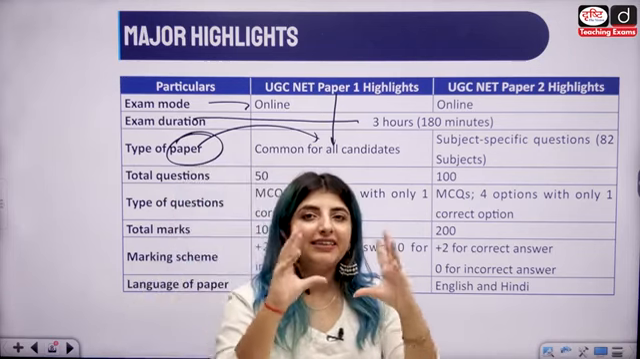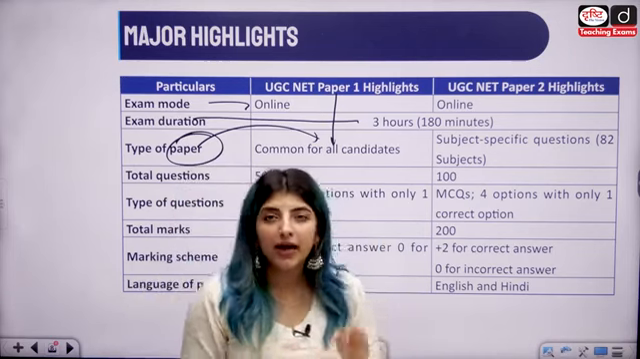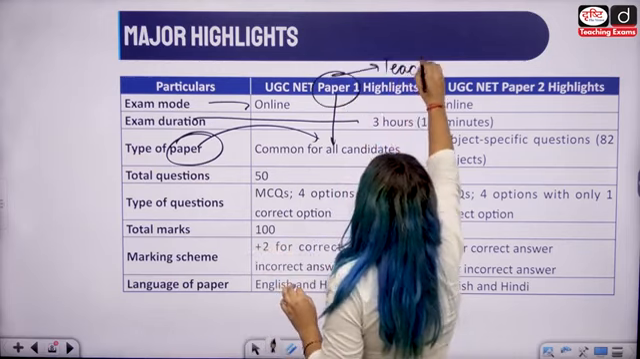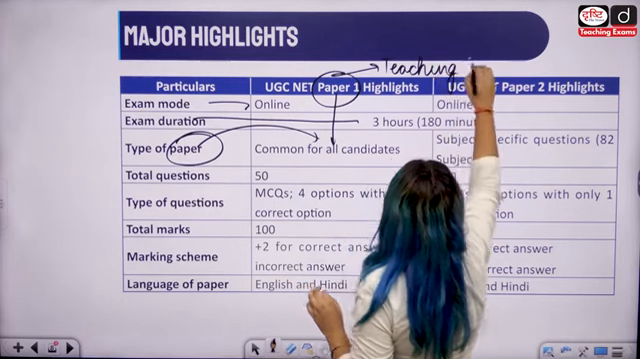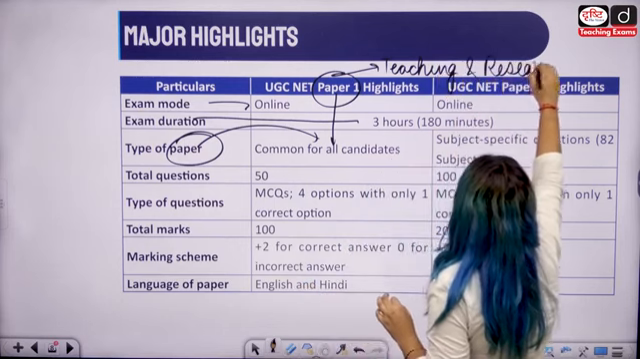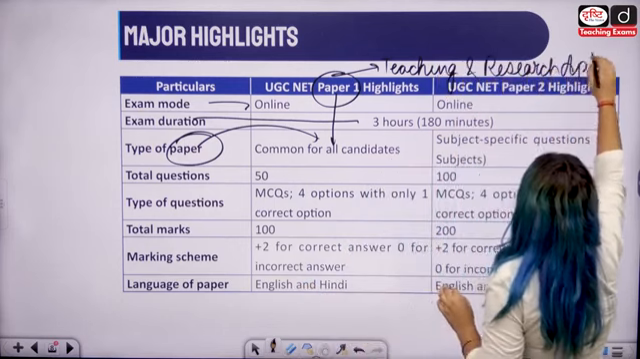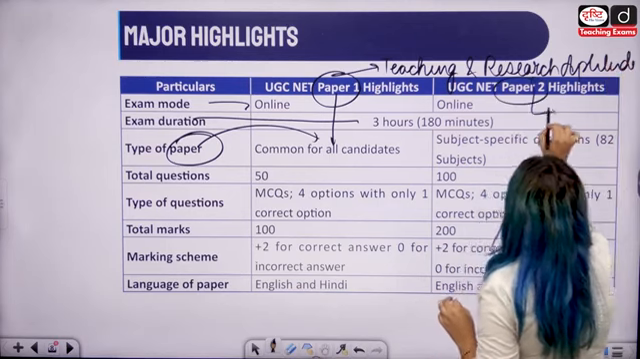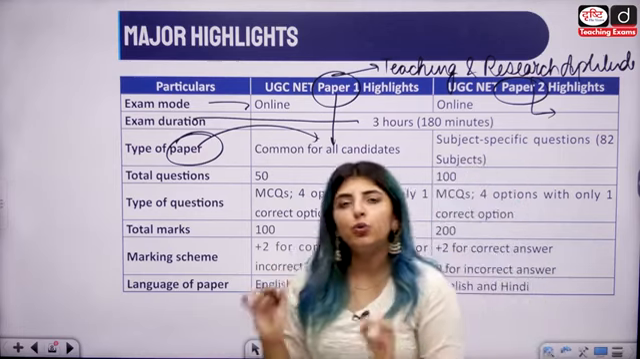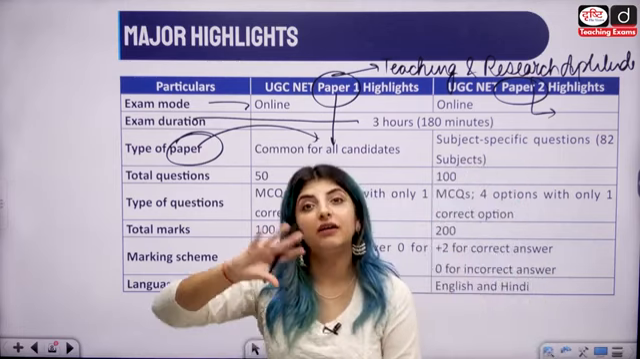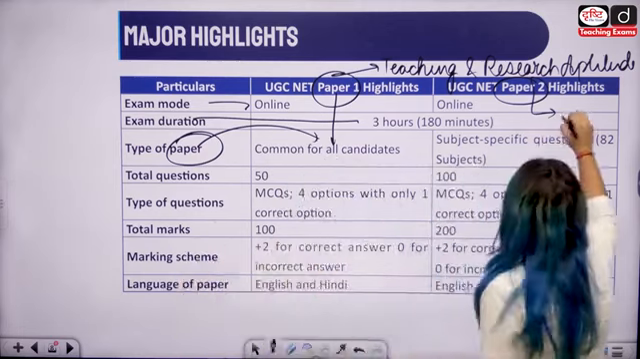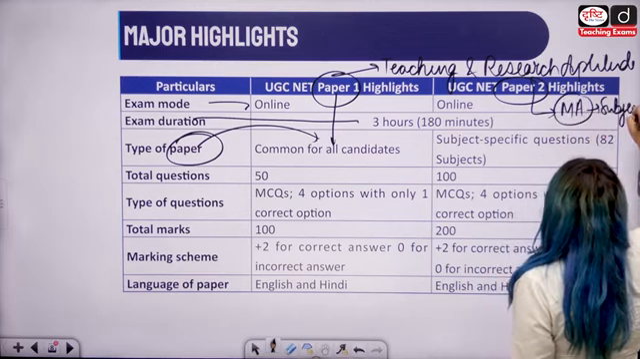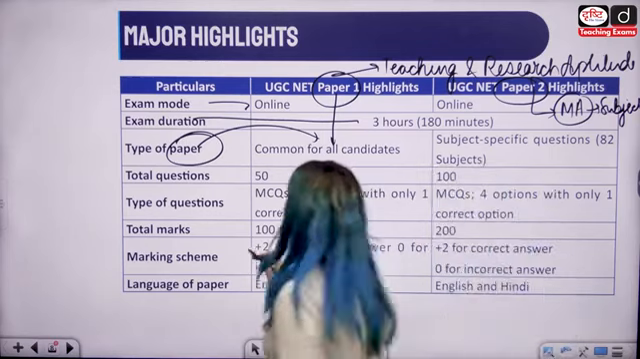Now, what is the basic heading of paper 1? Paper 1 stands for teaching and research aptitude. All right. And paper 2 stands for what? Paper 2 stands for the subject specific area, your MA subject most of the times. Correct? So that's paper 2.